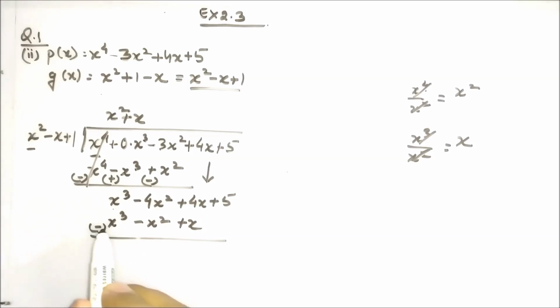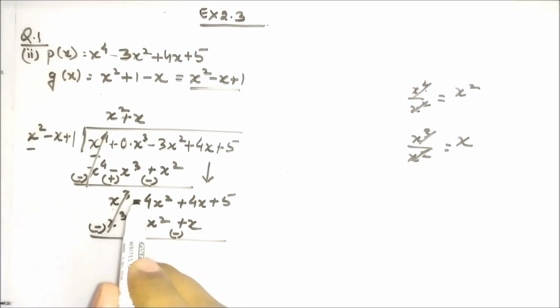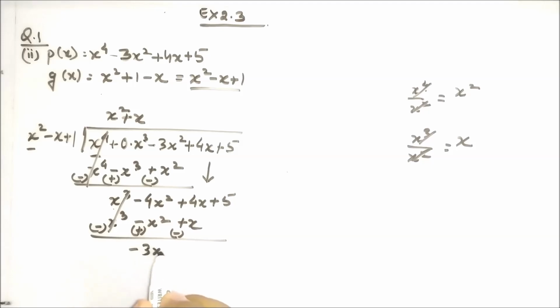When it is subtracted, the sign will change. This will be plus, this will be minus, this will get cancelled. Minus 4x square plus x square, that will be minus 3x square, plus 4x minus x, that will be plus 3x, and this plus 5 will come down. This 5 will come down here.